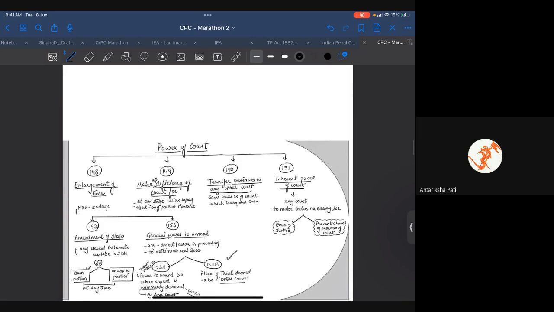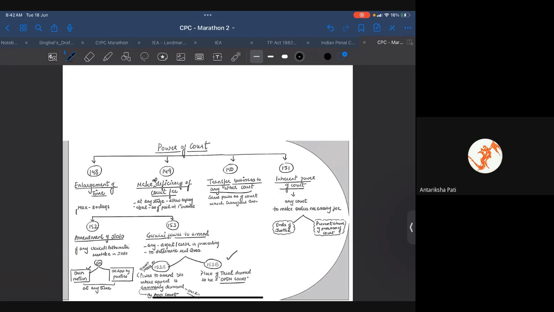Now, power of court 148, it can enlarge the time up to 30 days. 149, if the court fee is deficit, then it can make good the deficiency at any stage. It can allow to pay, and it will have effect as if it is paid on first instance. Now, transfer of business to any other court, same power as that of the court which transferred the business. So from one court, if it's transferred to other court, the other court also has the same power. 151 is the inherent power of the civil court. This is important, that any court may make order necessary for ends of justice or preventing abuse of process of the court. It can make any order, that is called inherent power of the court.